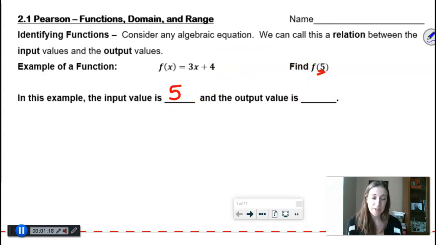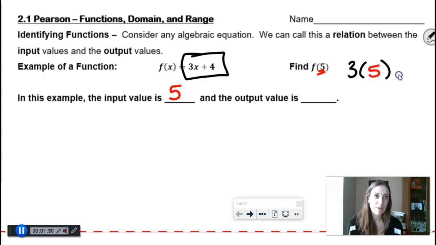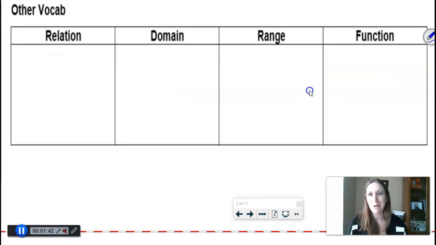The output value we haven't calculated yet. If we take our function, 3 times x plus 4, and put 5 inside of that, so 3 times 5 plus 4. All right, mental math. That's 15 plus 4, so our output value is 19. So I put in a 5, I get out a 19. A function is like a math machine, if you want to think of it that way.